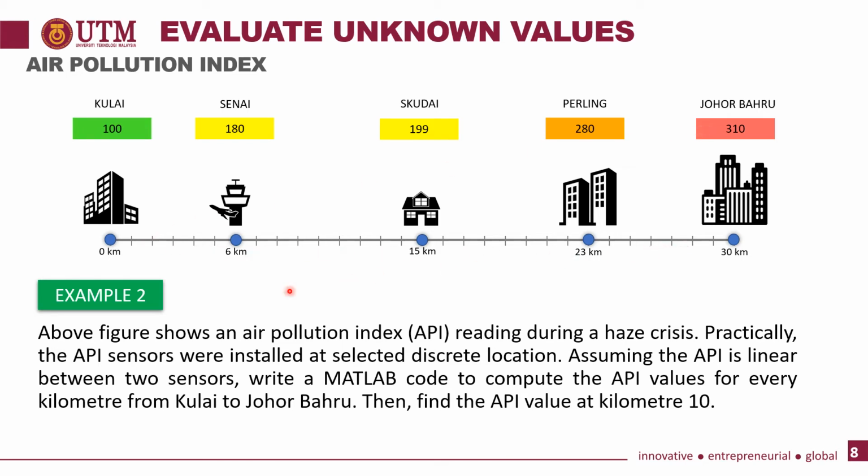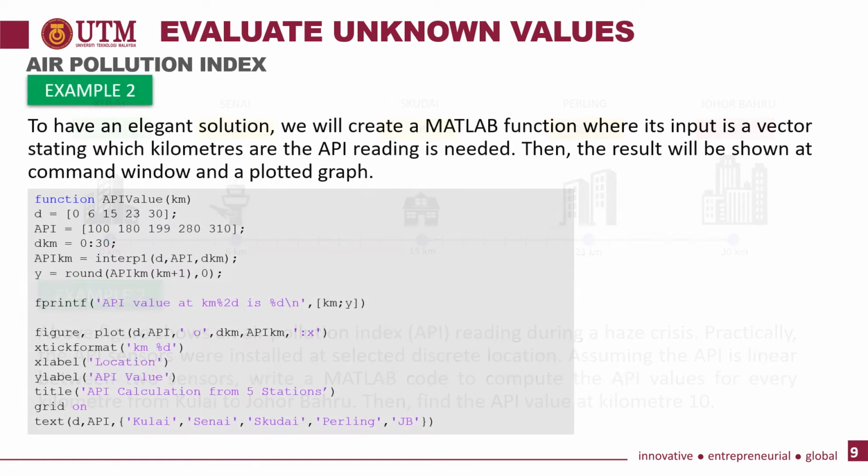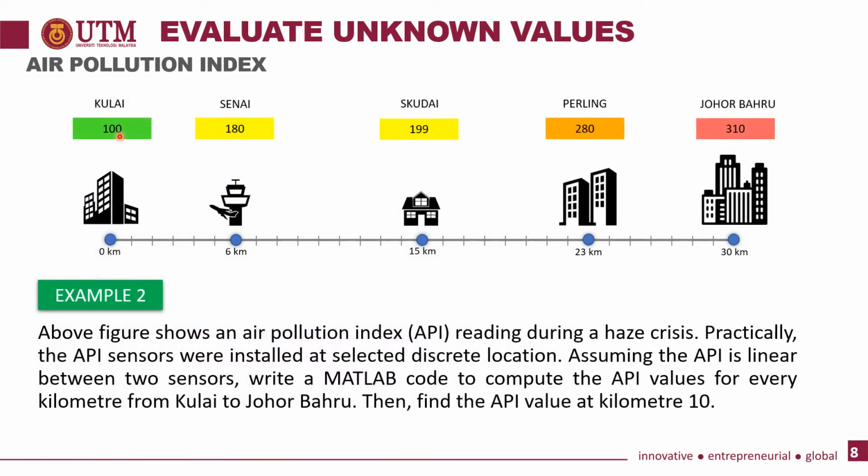All right, so to have an elegant solution, we will create a MATLAB function whose output is a vector stating at which kilometers the API reading is needed. Then the result will be shown in the command window and a plotted graph. So this example gives the application of the air pollution index.